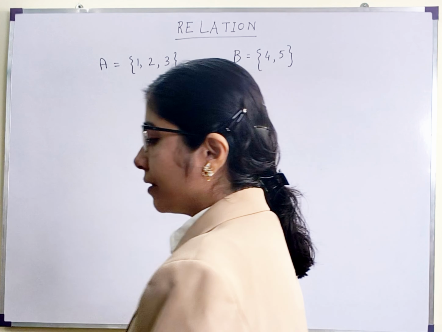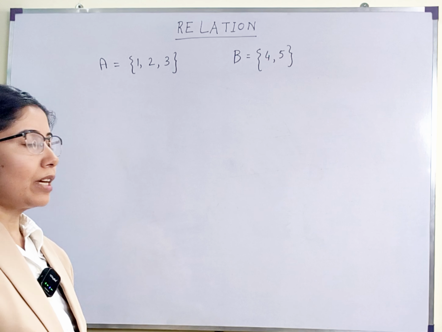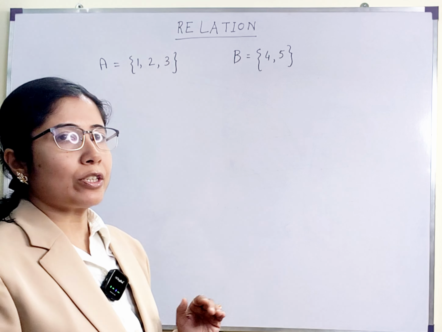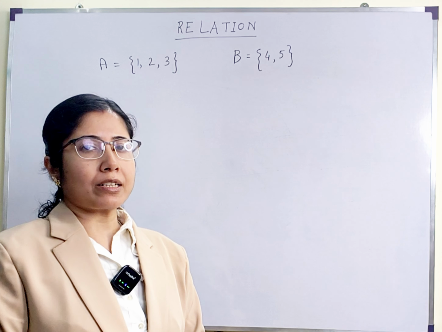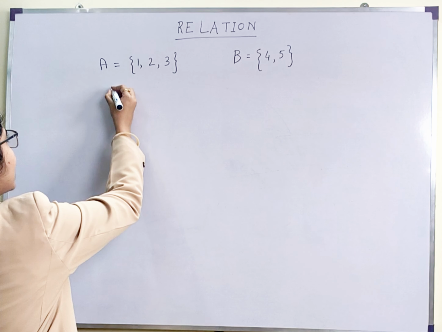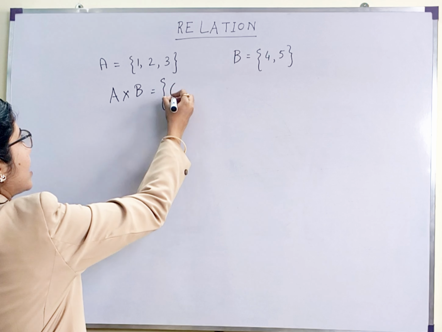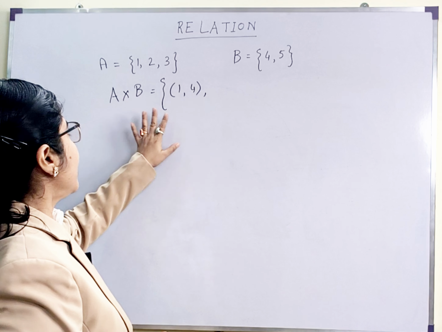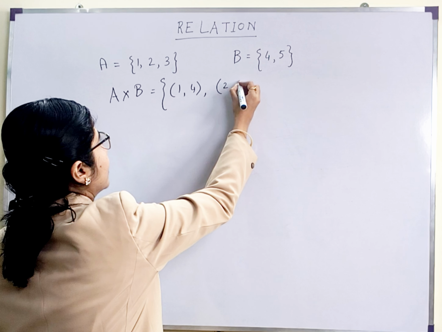Now in my previous class I talked about the Cartesian product. Here in relation, what does relation mean? Relation means if you are given two sets A and B, then a subset of the Cartesian product A cross B is a relation. That means, let's see what is A cross B. As discussed in my previous module, A cross B is a Cartesian product which includes all these ordered pairs.